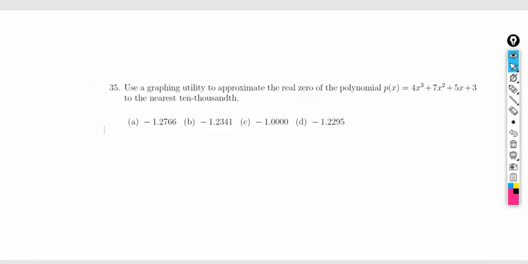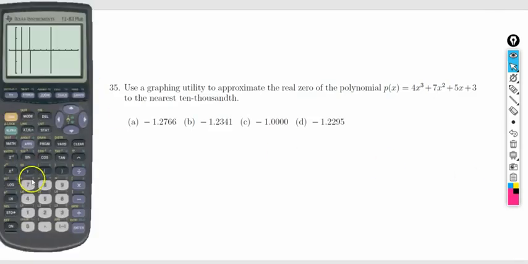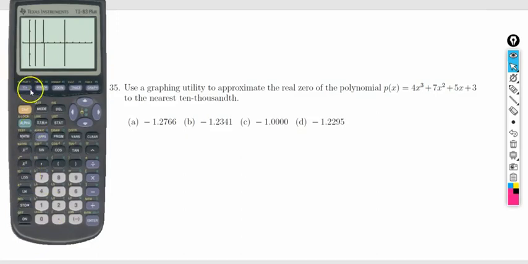Okay, let's get that back up there. I have a little room now. Okay, that's better. I'm going to clear that. Now we're going to put this one in, 4x cubed plus 7x squared plus 5x plus 3. And we'll start with a zoom 6.